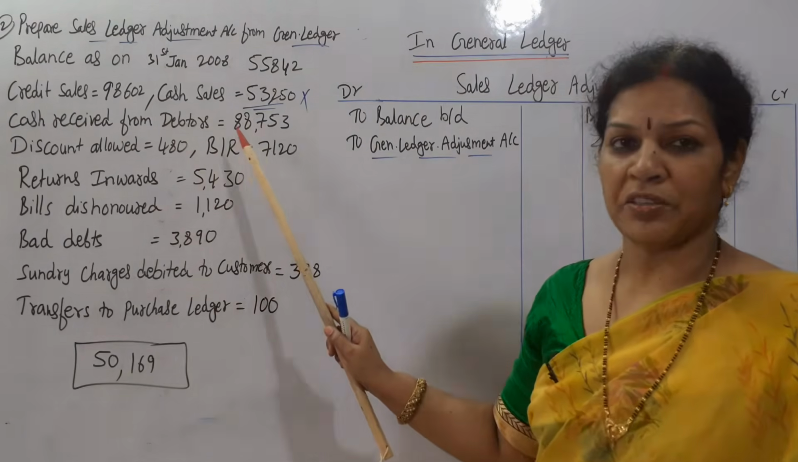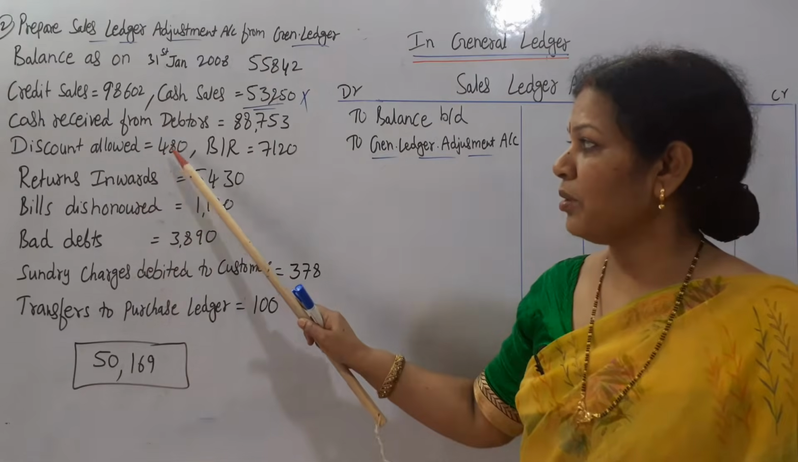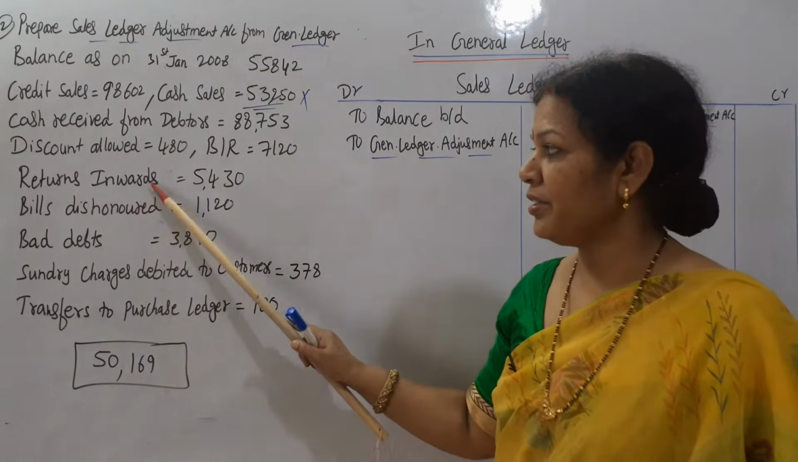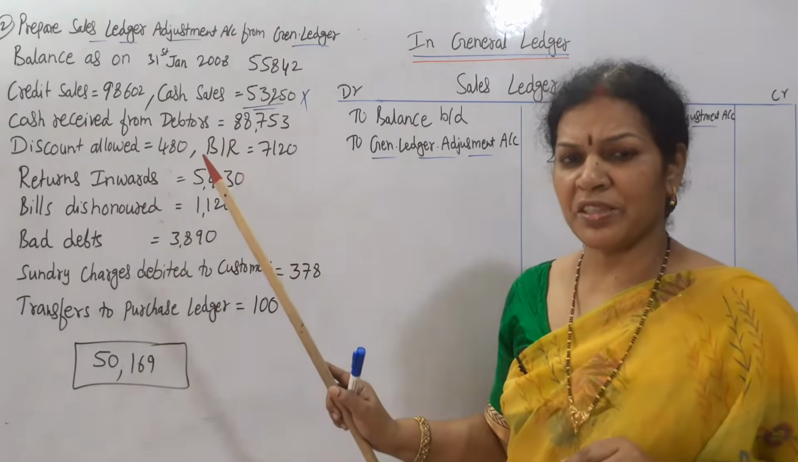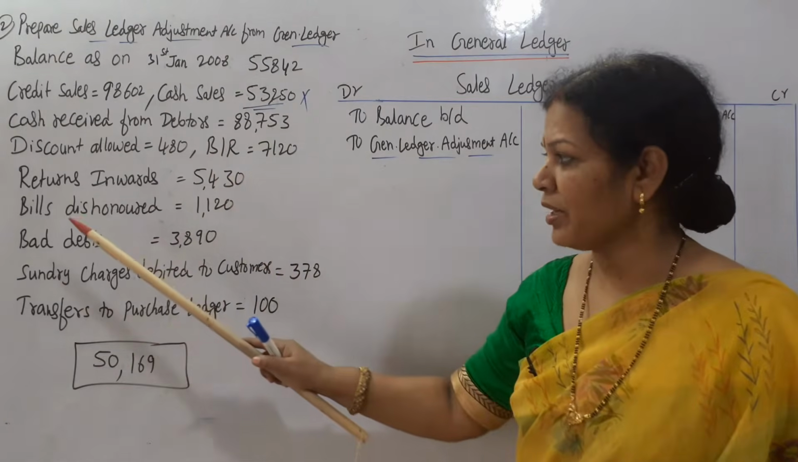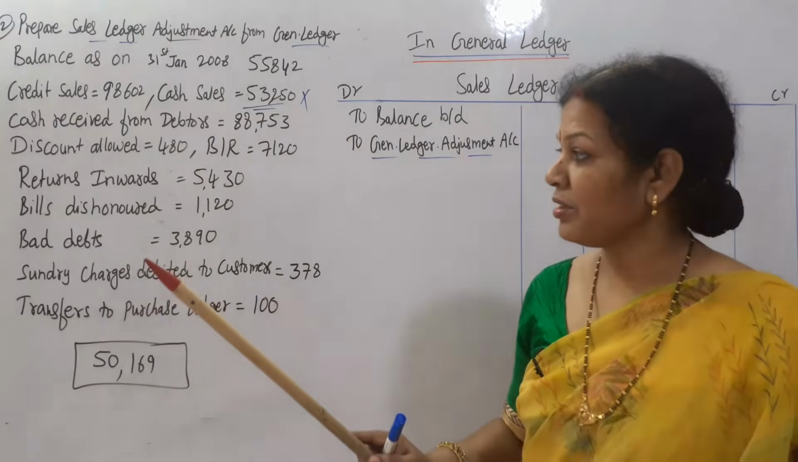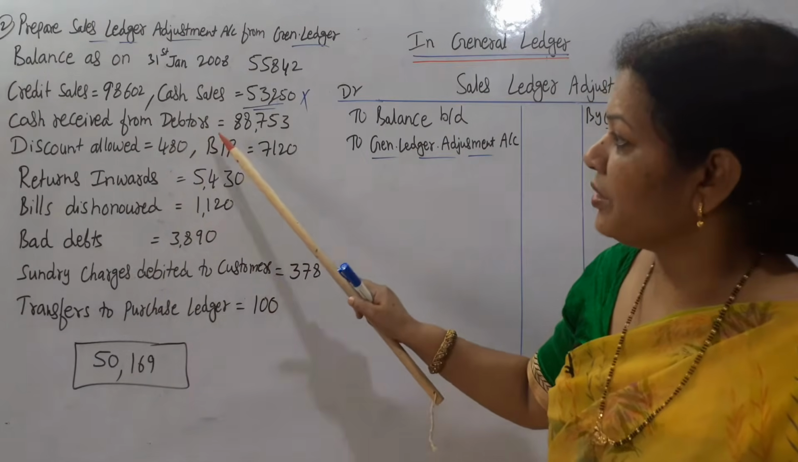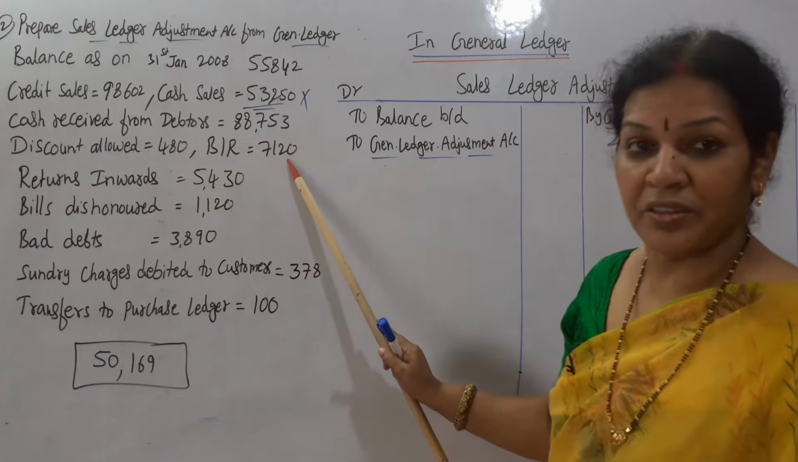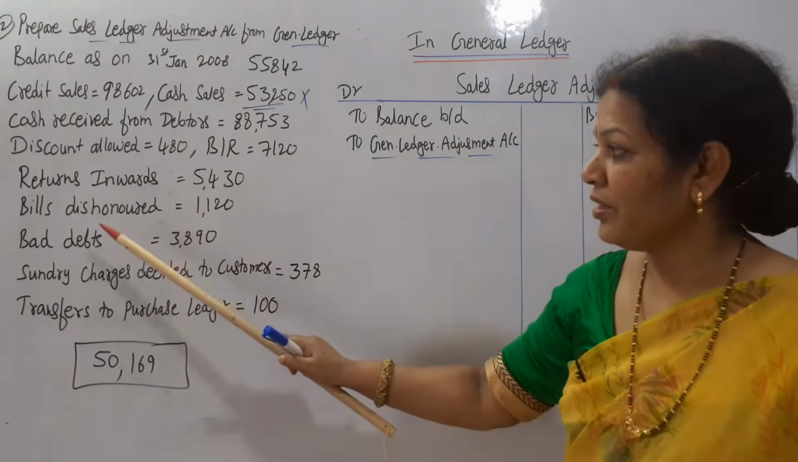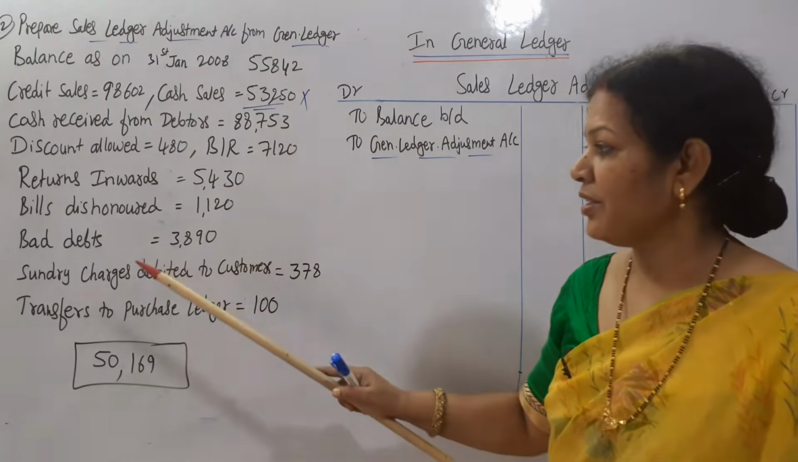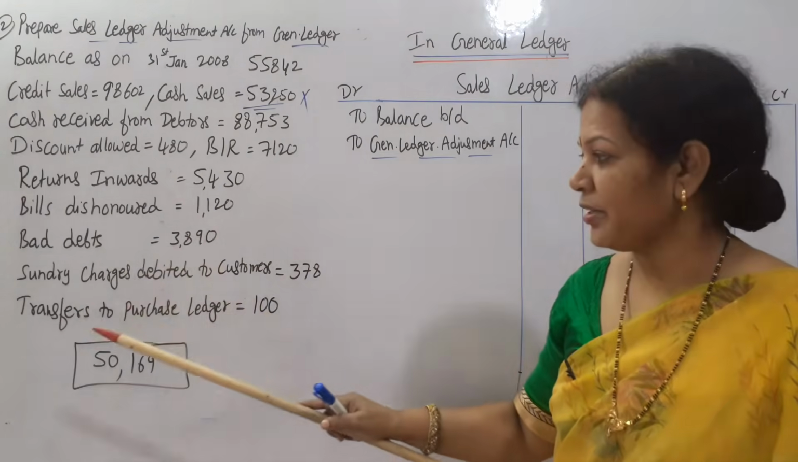Next, cash received from debtors, credit side you will write. Discount allowed, credit side. Bills receivable, credit side. Return inwards. Return inwards means sales returns. Credit side you will write. Bills receivable dishonored. When the bill was honored, we have written it on the credit side. When bills are dishonored, debit side, to cancel that. And bad debts, credit side.